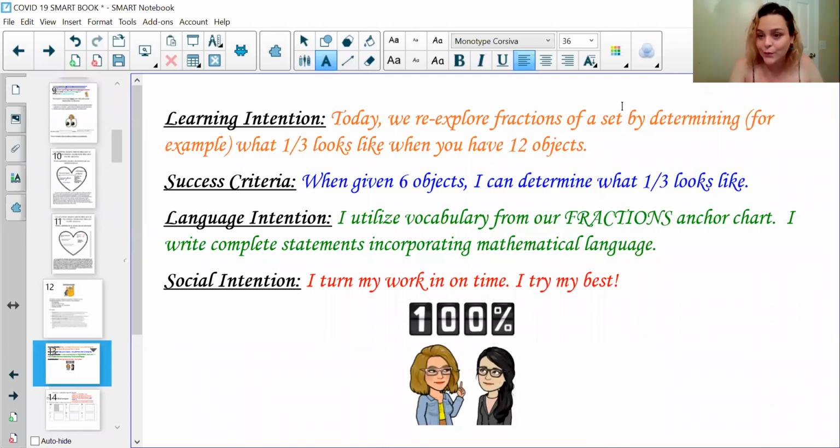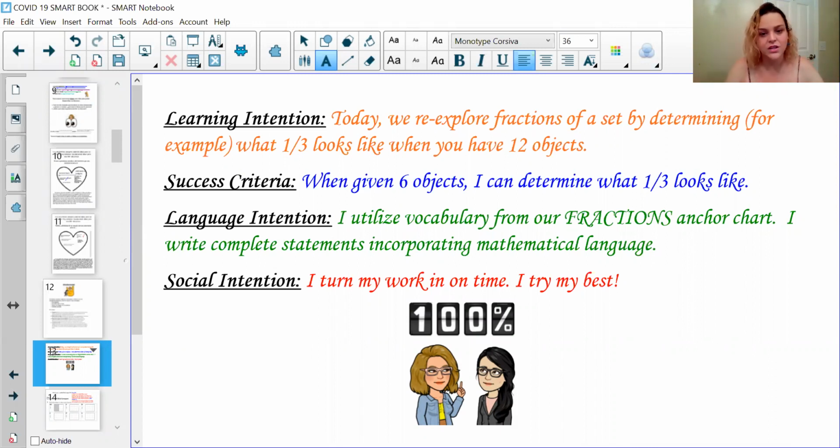Today we are going to re-explore fractions of a set by determining, for example, what 1/3 looks like when you have 12 objects. Success criteria: when given 6 objects, I can determine what 1/3 looks like using a recipe card that you are going to get to write down in a moment.